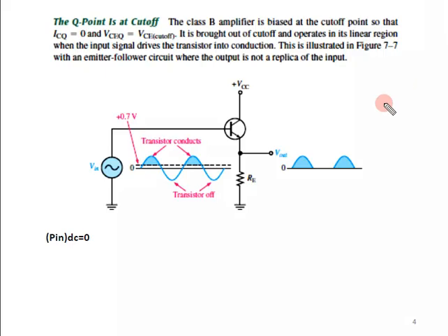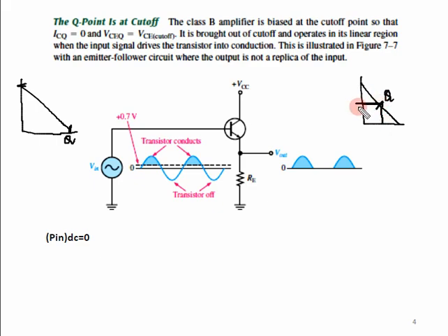So basically, if I draw the Q point for a class B amplifier, the Q point happens to be over here at the cutoff, somewhere at this point, which is cutoff, and this is your saturation. Now if I draw the Q point for a class A amplifier, because of the biasing at the base, the Q point was at the midpoint.